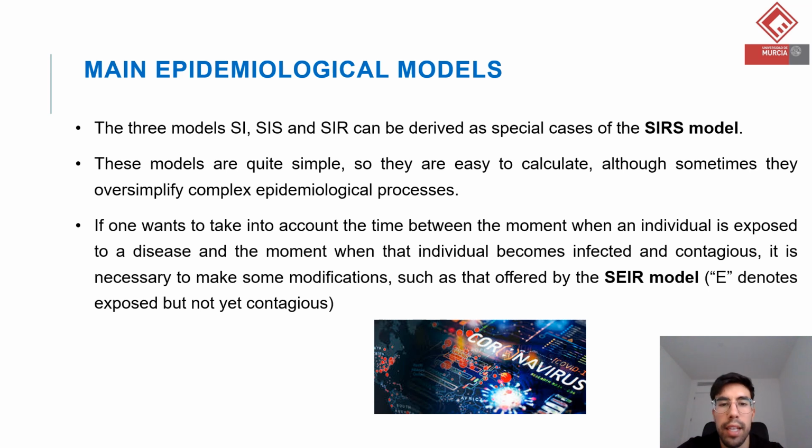it is necessary to make some modification, such as that offered by the SEIR model. E denotes exposed but not yet contagious. Generalizations have been made based on these models, including births, deaths, migration, vaccination, and treatment. More complex models have been developed by taking into consideration spatial aspects to understand how the mobility of population migration affects the spatial distribution of the disease, and that contacts are made through individual interactions.